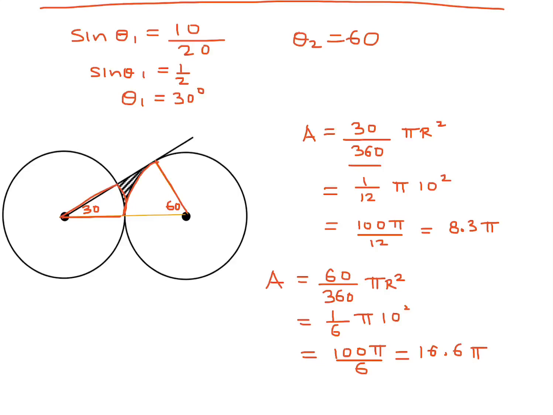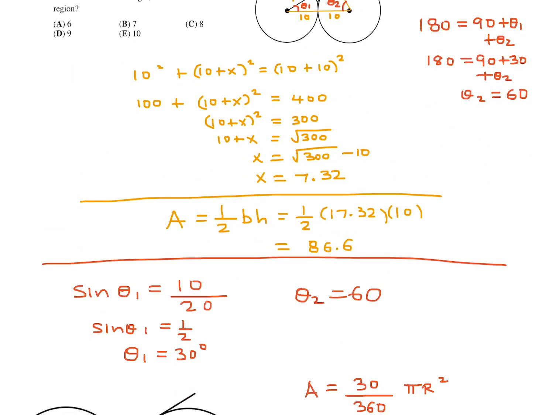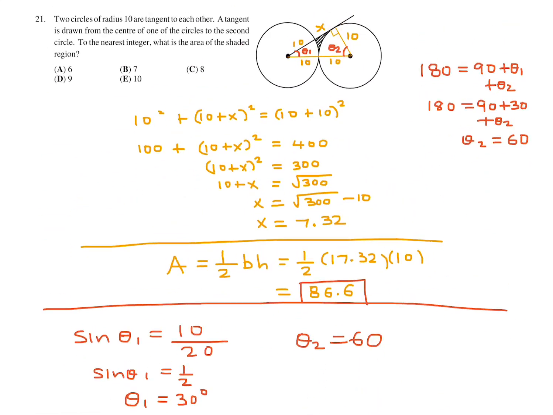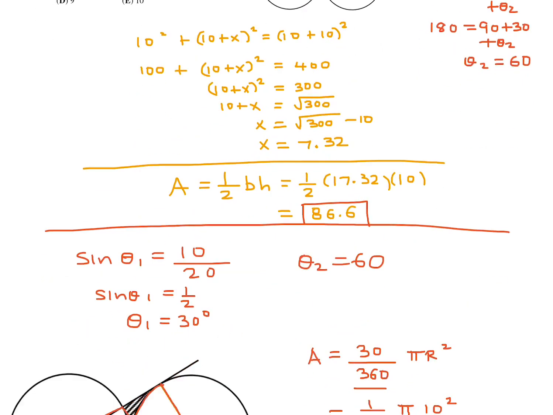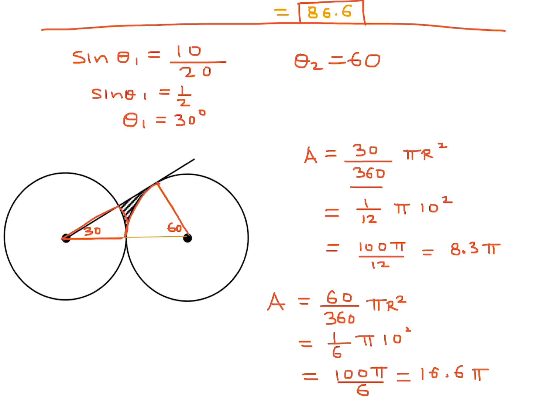And therefore now we have everything. We've got the full triangle, which was right here. And we've got the two pie pieces. So now we can figure out the area of that shaded region. The area of this shaded region, let's clear this up a bit.